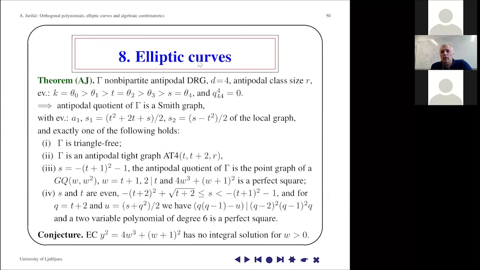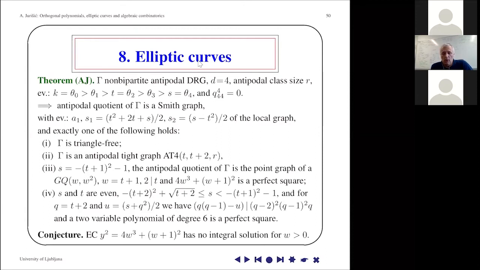Okay, because I have 15 more minutes, I'll give you another application. Well, actually, we used orthogonal polynomials to get faster arithmetic on elliptic curves. Now we'll try to use elliptic curves to solve some problem in algebraic combinatorics.